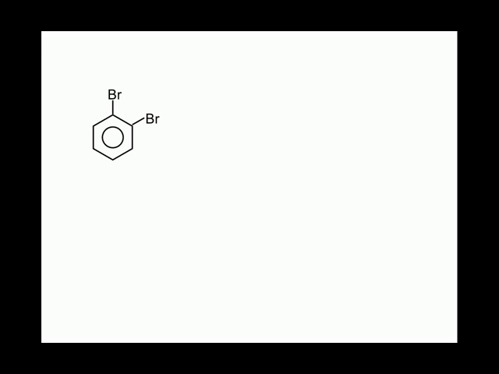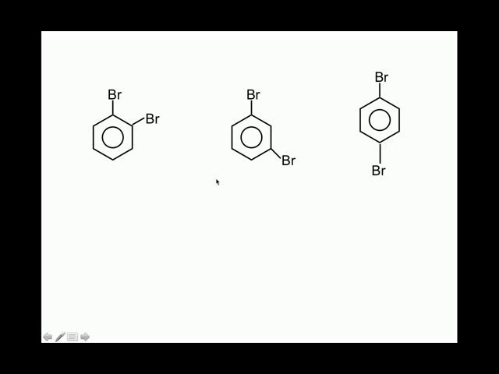Now we have, from the previous slide, 1,2-dibromobenzene and 1,3-dibromobenzene, and we could have 1,4-dibromobenzene. Could we have 1,5-dibromobenzene? No, because 1,5, which you think would be right here, would be the same as 1,3. I'm sorry, I did that wrong, I think. So we can have 1,2, 1,3, 1,4. So here are those names.